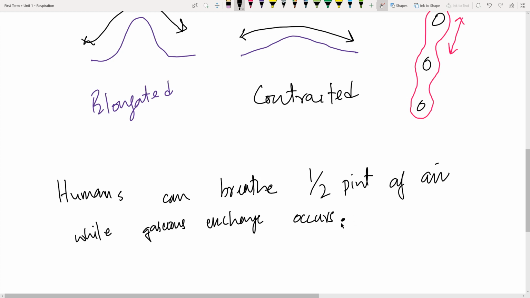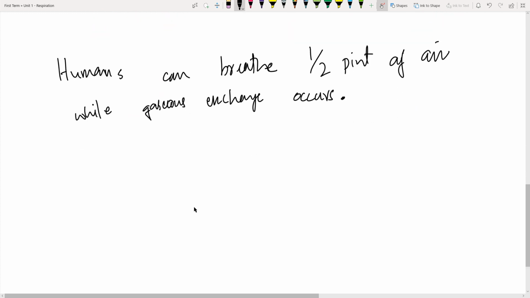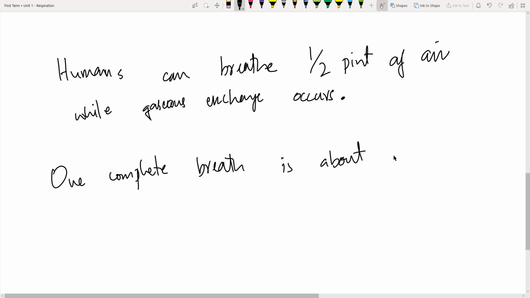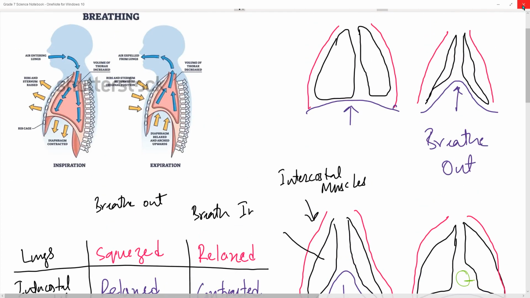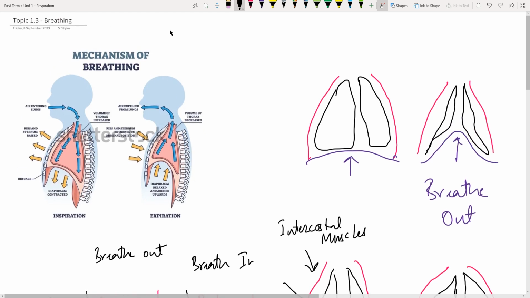So one complete breathing cycle is one complete breath, about one inhalation and exhalation cycle. One time we inhale the air, and once we exhale it, that's what we call one complete breath. So this is a little bit about breathing. Again, breathing only means exchange of gas. I'm going to write this again to reinforce.